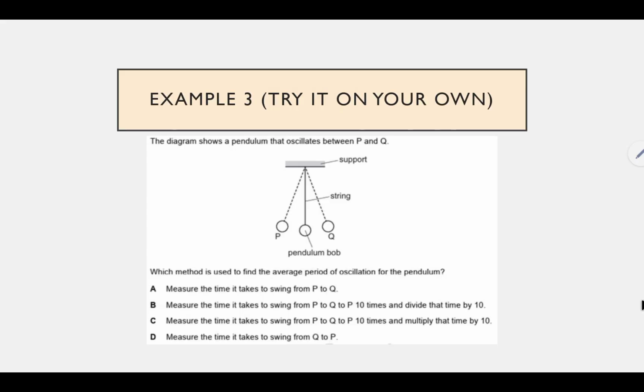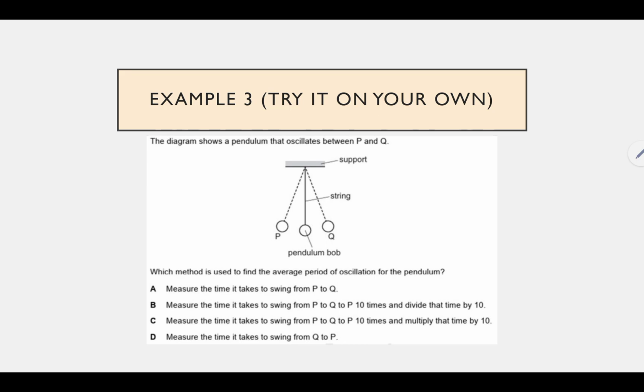Another example is giving us a diagram and says that the diagram shows a pendulum that oscillates between P and Q. Which method is used to find the average period of oscillation for the pendulum? Remember, we said for a complete oscillation, I have to make sure that when it starts from a certain point, it goes all the way to the extreme and comes back to my starting point. Let's see the options we have.